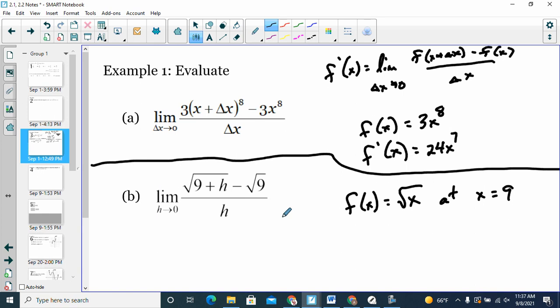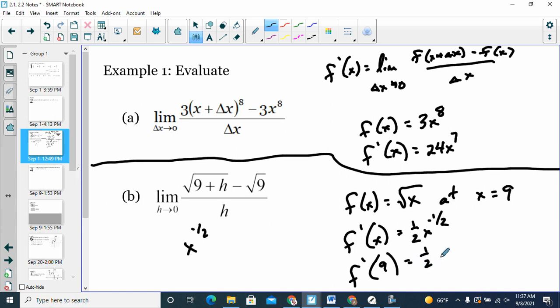Recognize this as the limit definition of derivative. So to take the derivative of square root of x, we're thinking about x to the 1/2, 1/2 out front, subtract 1 from the exponent, and then plug in 9. This is equal to 1 over 6.